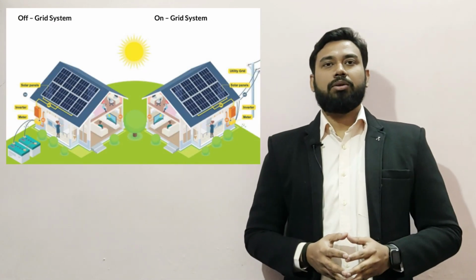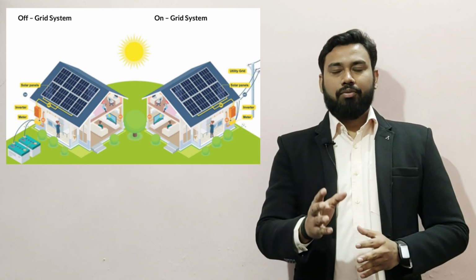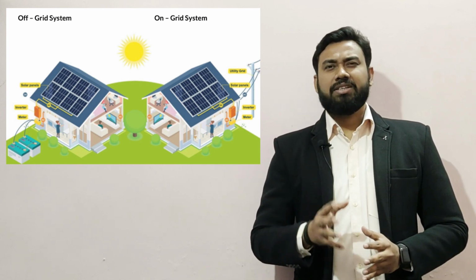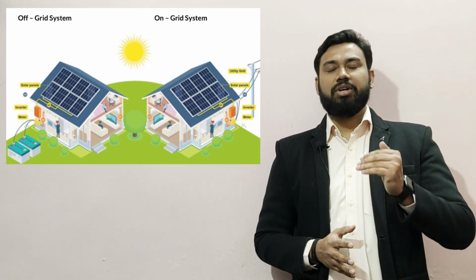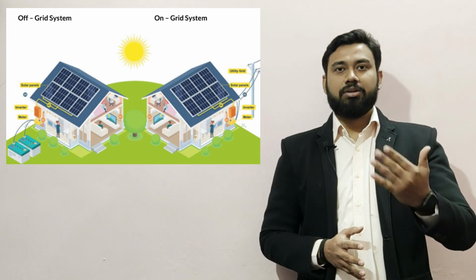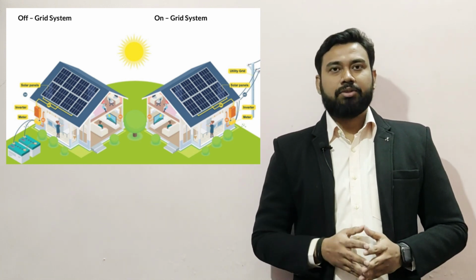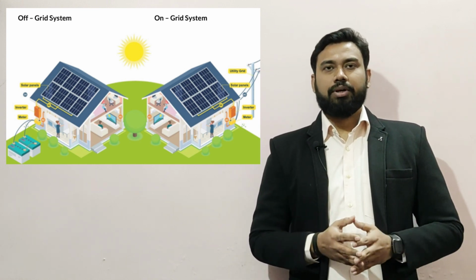As you know, solar energy systems are divided into three types: off-grid system, on-grid system and hybrid system. We have discussed this in detail in the previous video. You can go through it by clicking on the I button, or we'll put the link in the description below. So let's start with the basic components of a solar power system, that is off-grid and on-grid.